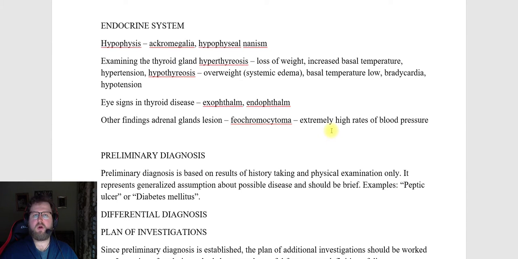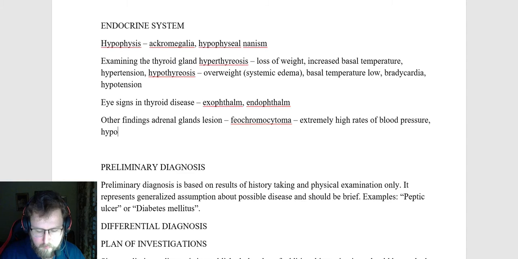Other signs which refer to pathology of adrenal glands are hypo- or hyperaldosteronism. Also, you may see signs of adrenal gland insufficiency.